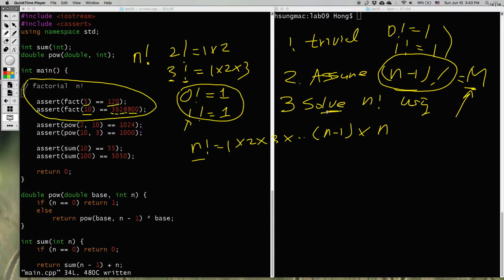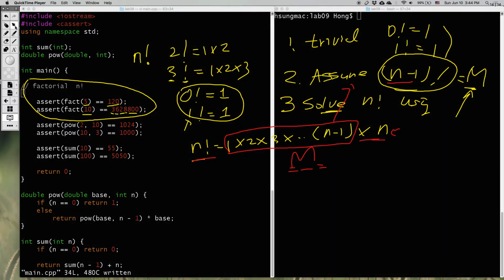So that's step 3. The assumption is that 1 times 2 times all the way to n minus 1 is the solution for n minus 1. In step 2 of assumption, let's assume we know this is m. Then how do we solve for n factorial? Utilizing m and a known fact. The known fact is that if we multiply n to m, that is n factorial. That's a known fact. So let's translate those findings into a program.